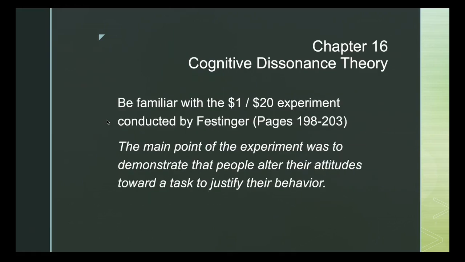So the $20 experiment, you can find this one in my textbook. It's on pages 198 to 203. It might be a little bit different. It's towards the end of chapter 16. So if you have a newer edition of the textbook, you might find it on a few other pages. But look for the $20 experiment conducted by Festinger in your textbook. And basically, this discusses the minimal justification.